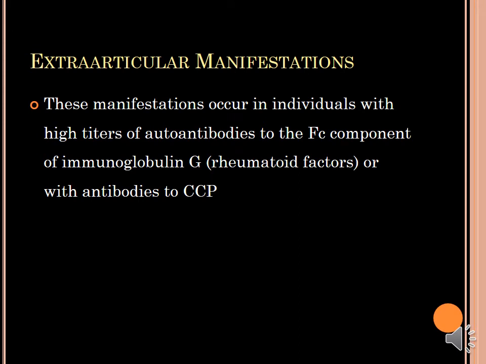Regarding extra-articular manifestations, as rheumatoid arthritis is a chronic systemic inflammatory disease, there are findings outside the joint musculoskeletal system as well. These manifestations are mostly evident in people with high titers of autoantibodies to the Fc portion, which is called rheumatoid factor, which we discussed in the diagnostic criteria of rheumatoid arthritis. Also anti-CCP antibodies, which are antibodies against citrullinated proteins. These are also important antibodies to look for in rheumatoid arthritis.